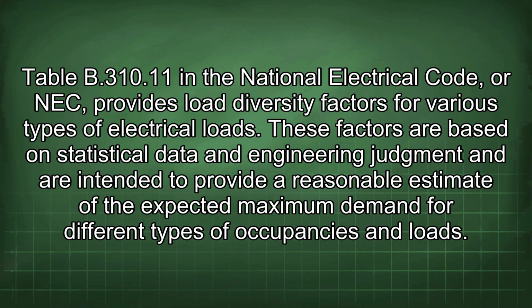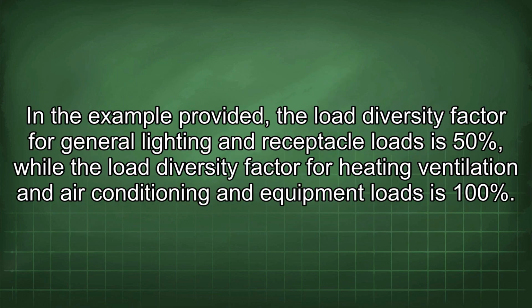Table B 310.11 in the National Electrical Code, or NEC, provides load diversity factors for various types of electrical loads. These factors are based on statistical data and engineering judgment and are intended to provide a reasonable estimate of the expected maximum demand for different types of occupancies and loads. In the example provided, the load diversity factor for general lighting and receptacle loads is 50%, while the load diversity factor for heating, ventilation and air conditioning and equipment loads is 100%.